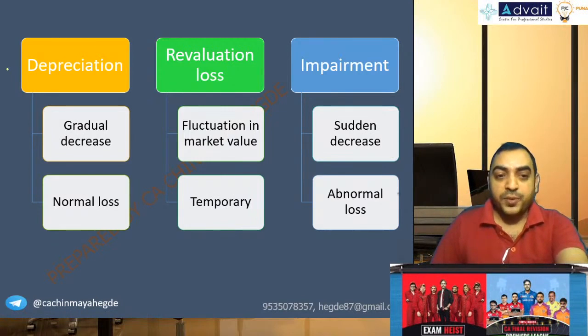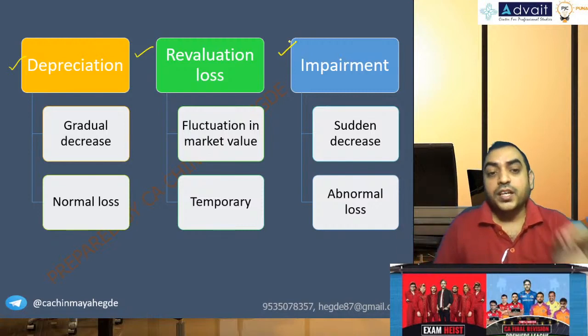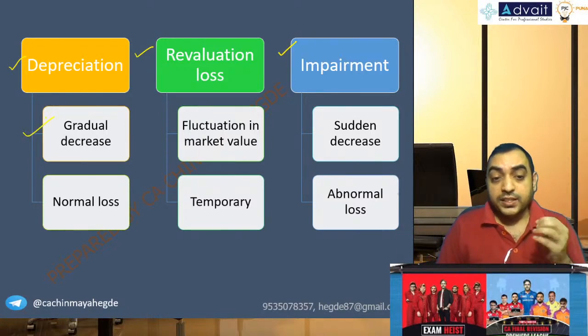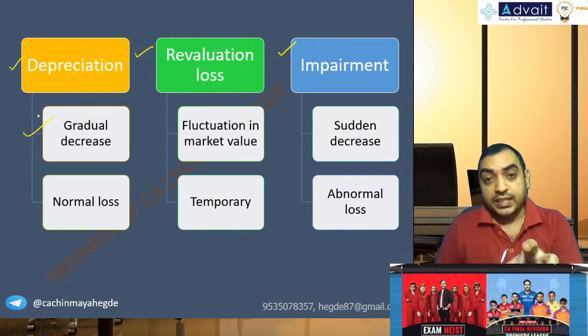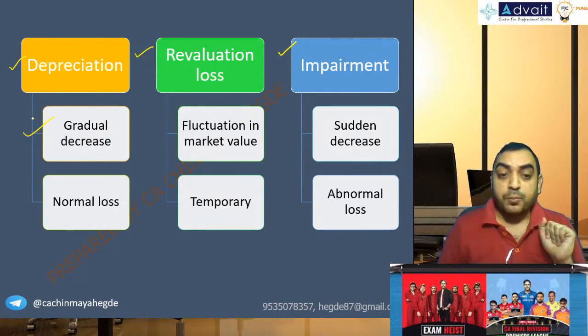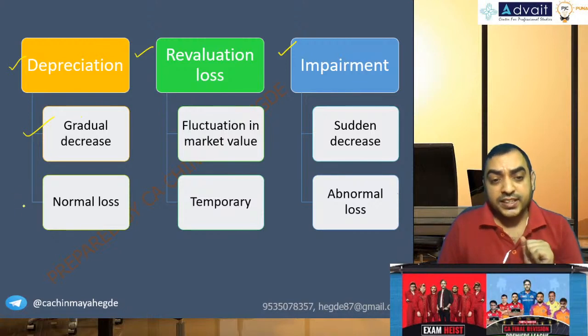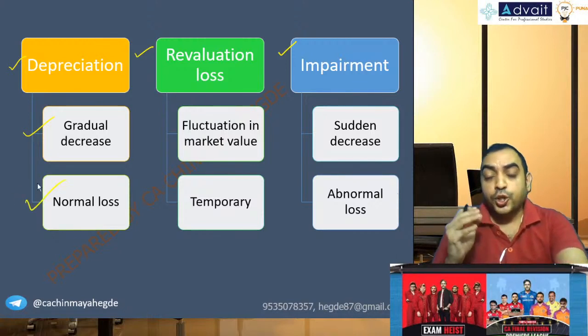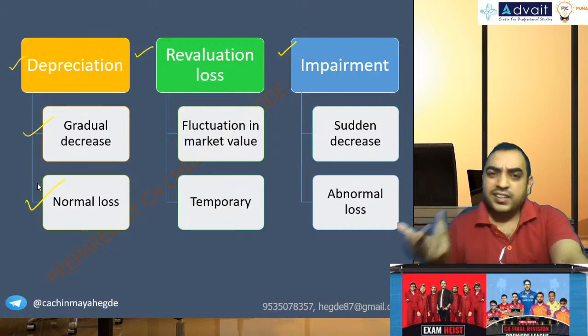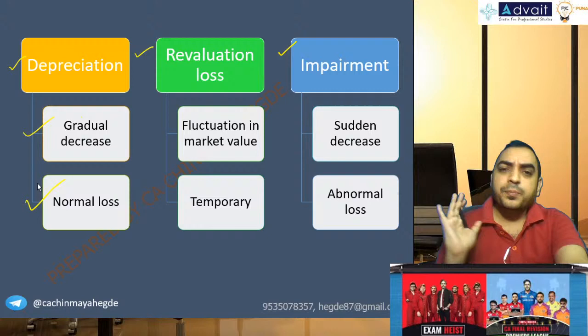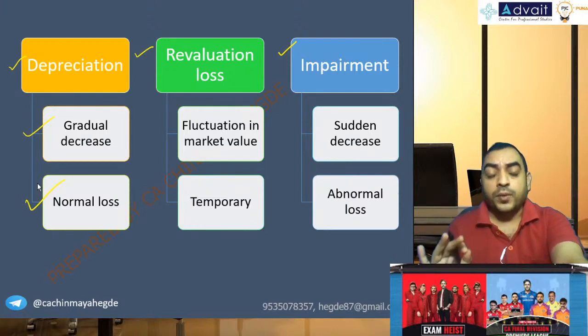How do you differentiate between depreciation, revaluation loss and impairment? See, depreciation means using the asset, the value of the asset will come down. It's a gradual decrease because of wear and tear and using the asset. It's a normal loss. So when somebody shows depreciation in the P&L account, they just understand, yes, the asset is utilized, depreciation happens. It's very, very common, very, very normal.